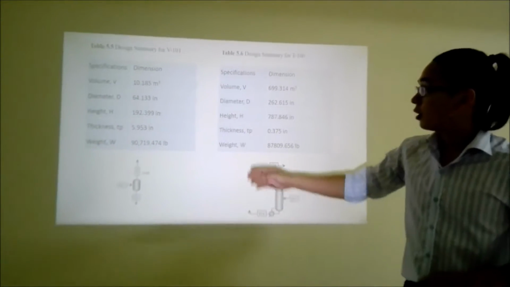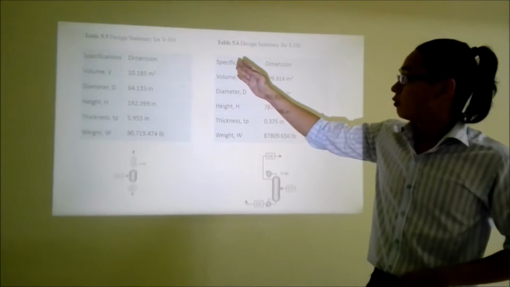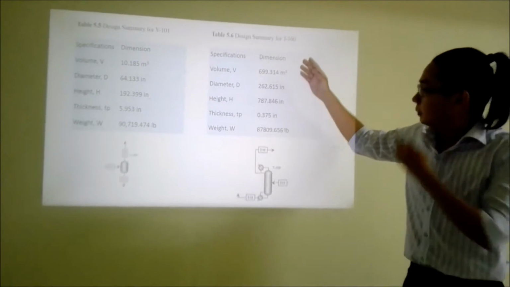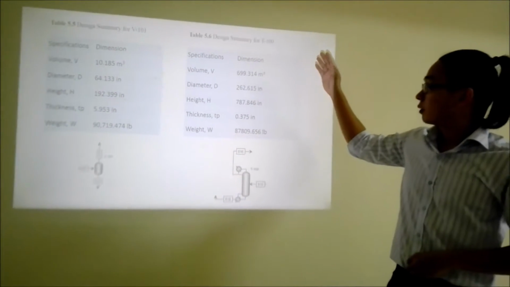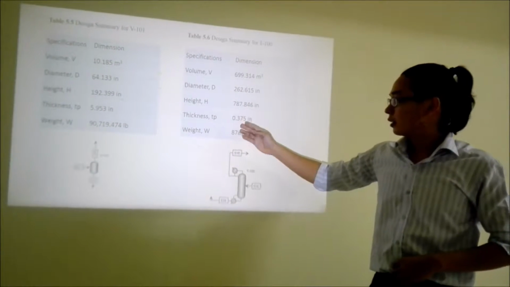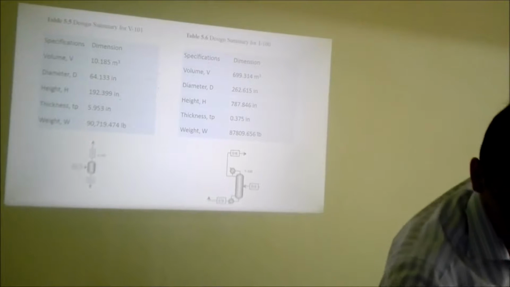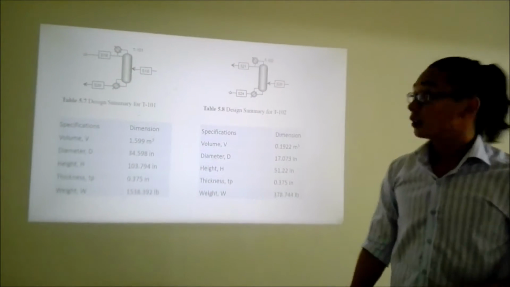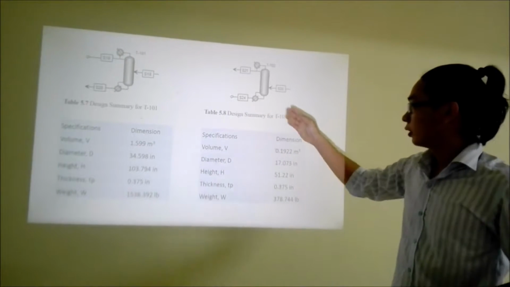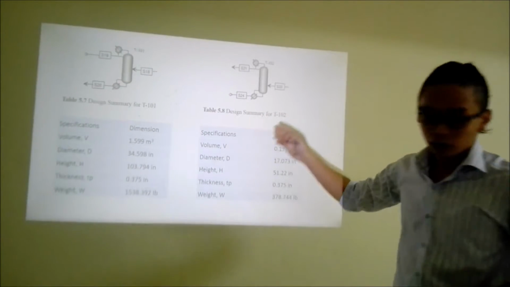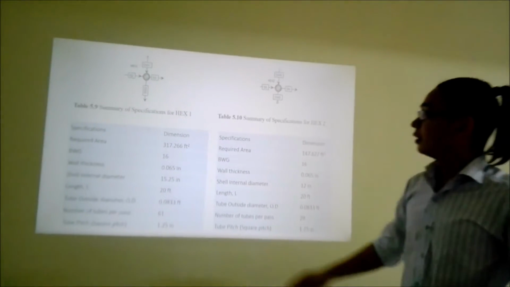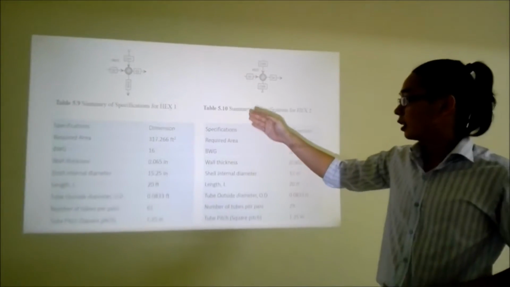The design summary for separator V101 is also the same. Design summary for distillation column also includes volume, diameter, height, thickness and weight. These are the other distillation columns, T101 and T102. Next is the summary of specification of heat exchanger.